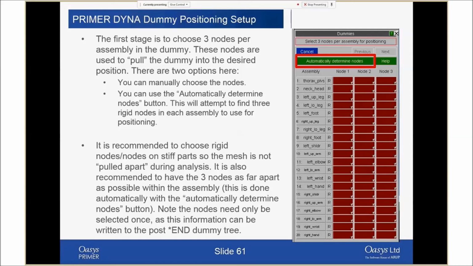So it looks at things like the material, the part title, which sometimes says rigid in certain Humanetics models. It'll also look at things like cross-references. So if a node is referred to by a constrained rigid body, a constrained extra node, for example, then you know it's rigid, and so on. It's worth noting that these 3 nodes that you choose per assembly, if you write the model out after choosing them, they are saved in the dummy tree after star end, so you don't have to specify them again.